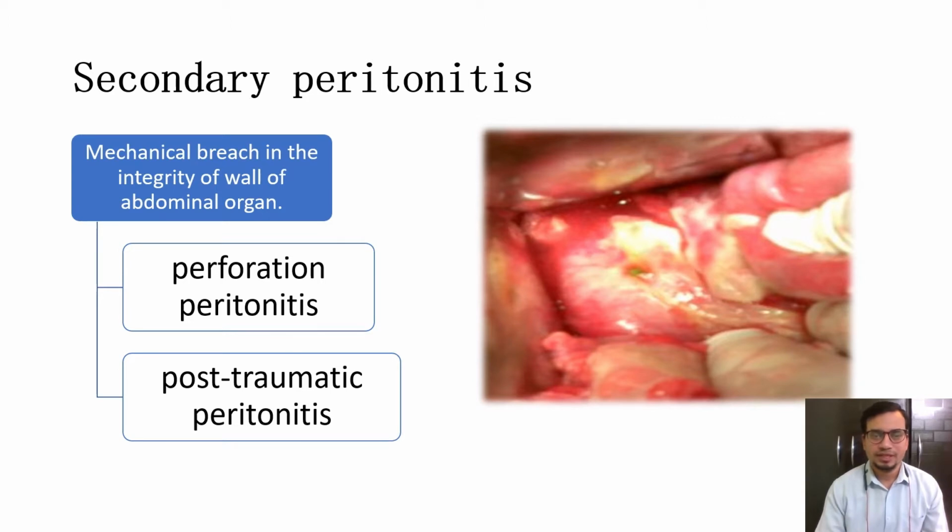So what is the treatment of secondary peritonitis? Obviously, you have to do definitive surgery along with antibiotics, and these patients usually come in septic shock. You have to resuscitate with fluids and vasopressors.